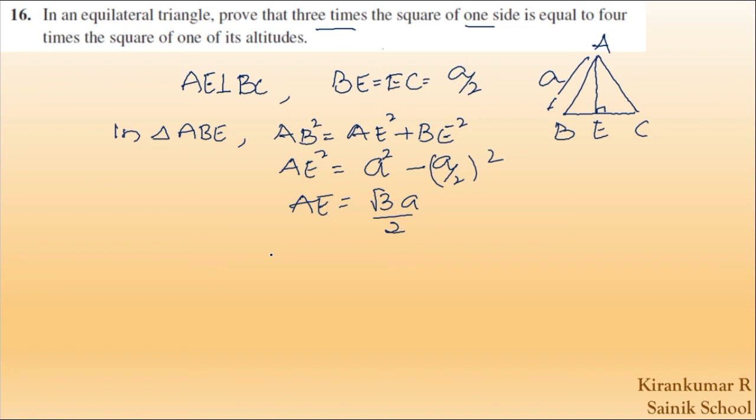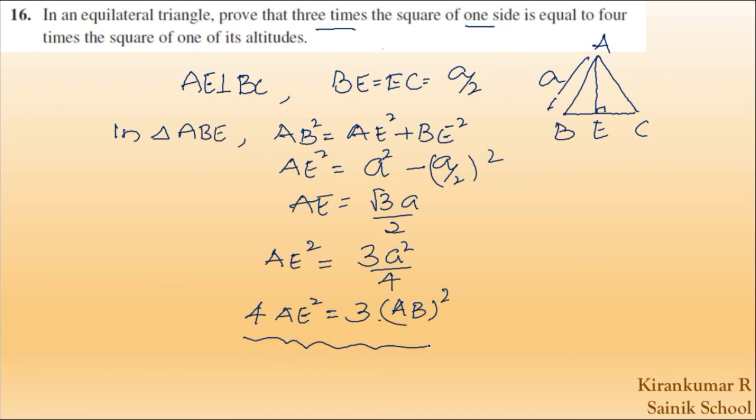Now let me find AE square, the square on the altitude. It will be 3 times A square by 4. If I cross multiply, 4 AE square equal to 3 times of A square. A square is nothing but some side square. So we have got the result, 4 times the altitude square will be equal to 3 times the square of each side. Hence we have proved.